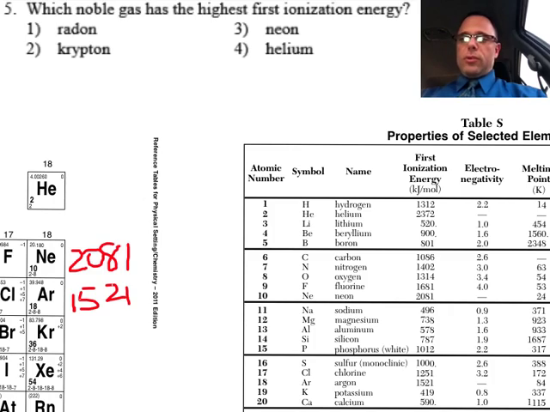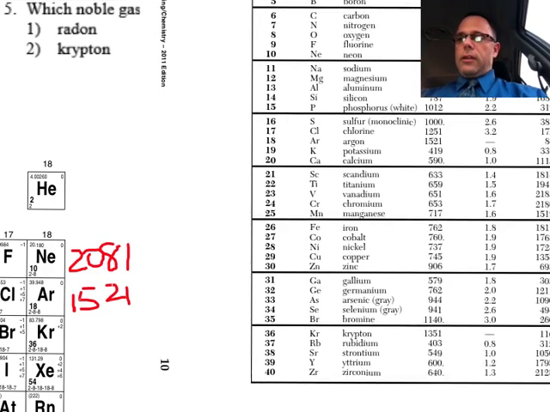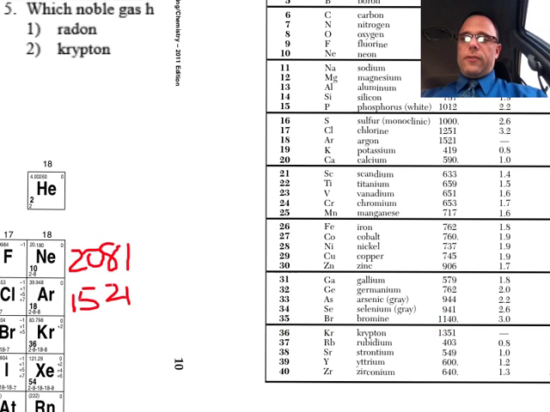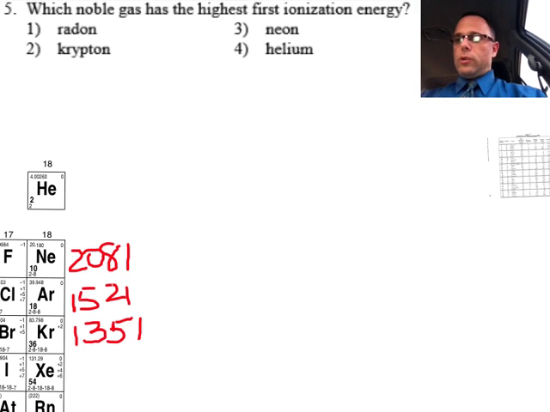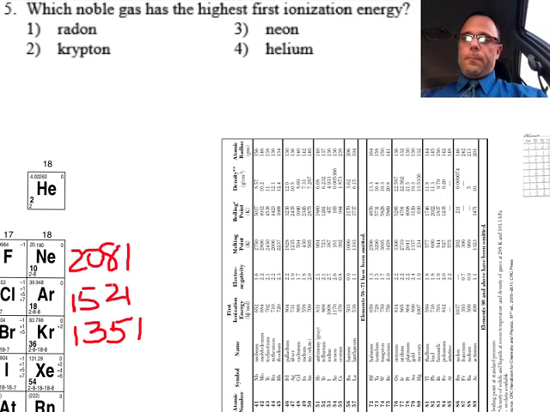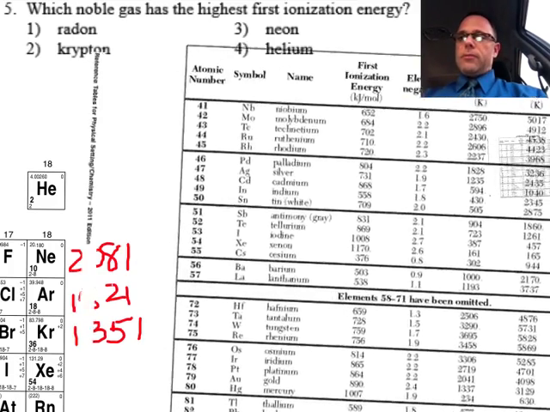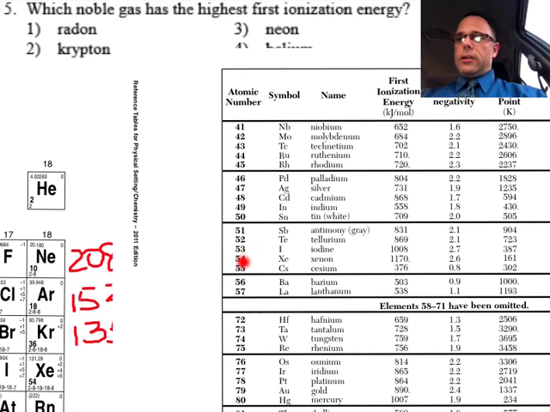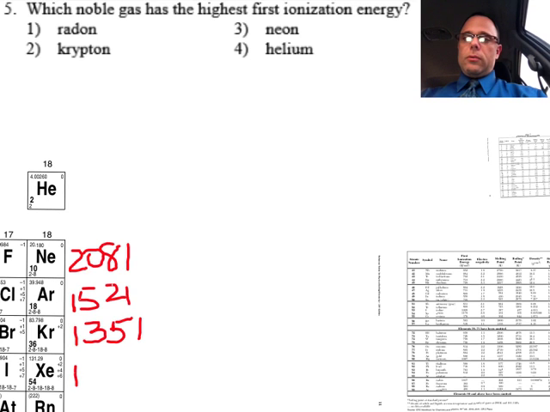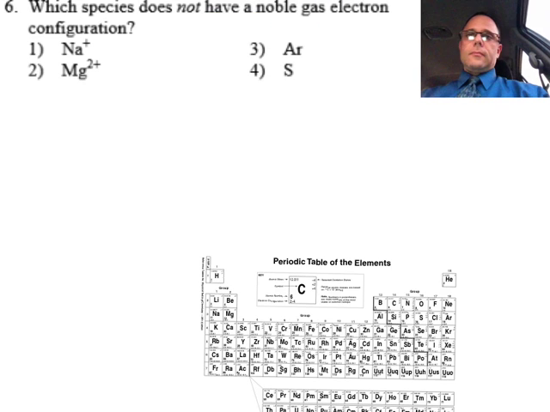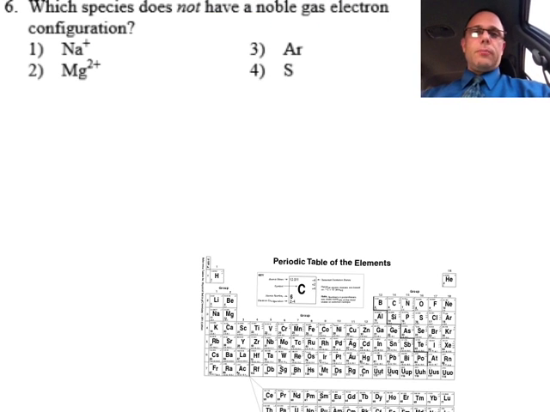Now, krypton, atomic number 36. Let's see if it's on this page. Yeah, there it is. Right on the bottom, krypton, 1351. You're already seeing a trend, I'm hoping. But for completeness' sake, we still need to look at xenon. Xenon is atomic number 54. There it is, and it is 1170. Roll back to the question, and it wants the highest first ionization energy, which would then be neon, choice number 3.